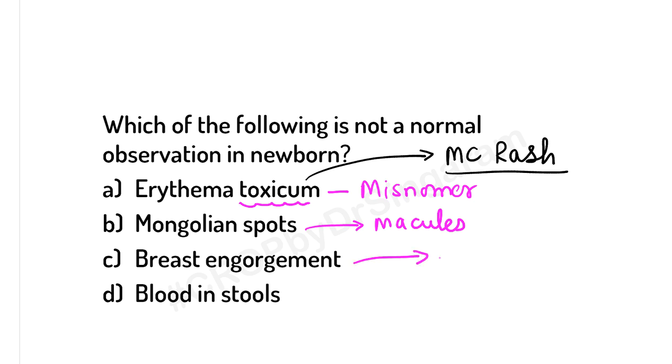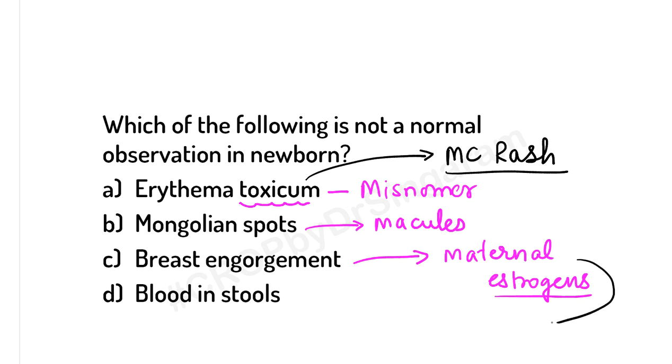And what is the reason for this breast engorgement noted in a newborn? It is due to transfer of maternal estrogens from the mother to the baby around the time of birth. And these estrogens can stay in the baby's body for a few days, and during this time they can mediate breast engorgement. What are the other problems encountered due to this maternal estrogen? Yes, the baby can have a white discharge per vaginum. That is absolutely normal, and it is due to the effect of maternal estrogen.